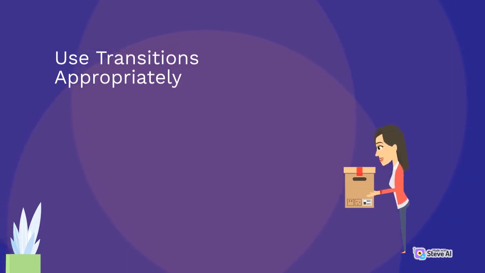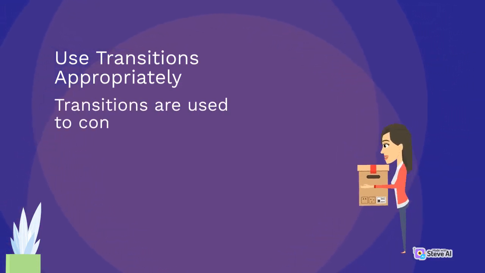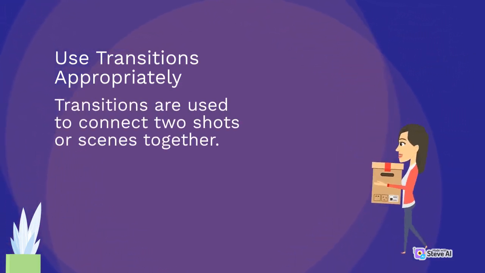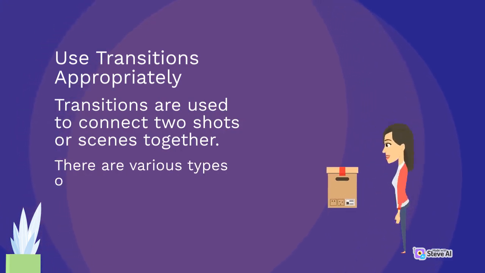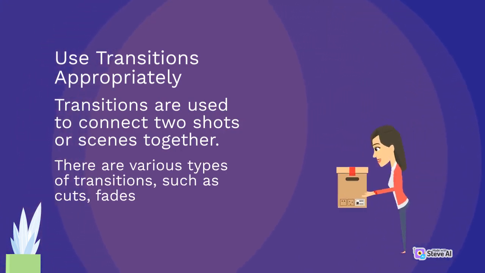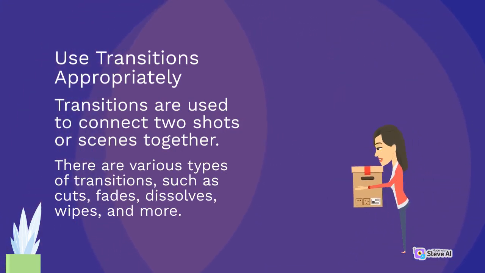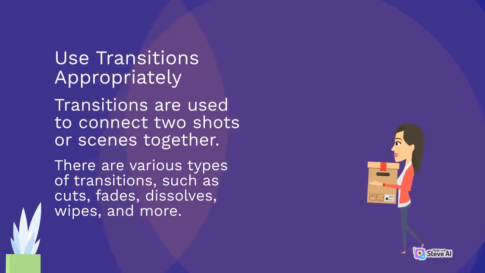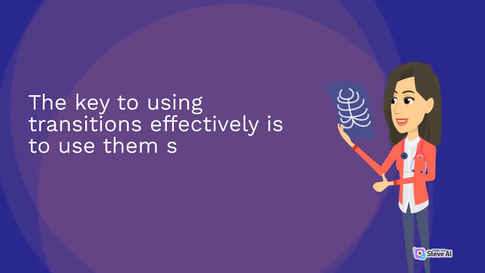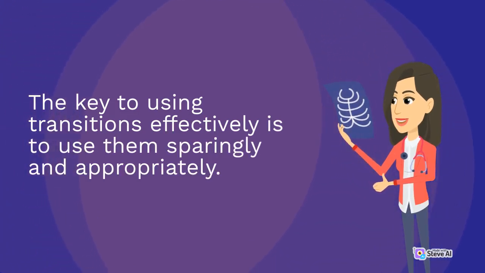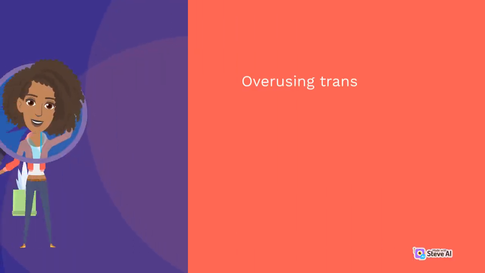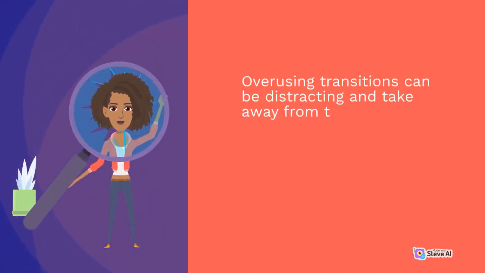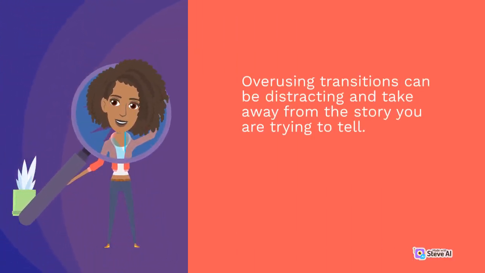Use transitions appropriately. Transitions are used to connect two shots or scenes together. There are various types of transitions, such as cuts, fades, dissolves, wipes, and more. The key to using transitions effectively is to use them sparingly and appropriately. Overusing transitions can be distracting and take away from the story you are trying to tell.